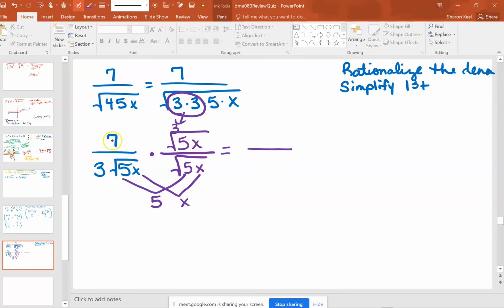So my numerator is 7 square root 5x. In the denominator, the 5 came out, the x came out. 5 times 3 gives me 15x. If the 7 and the 15 could be reduced, I could reduce the whole numbers. But in this case, there is no more simplifying that I'm able to do.